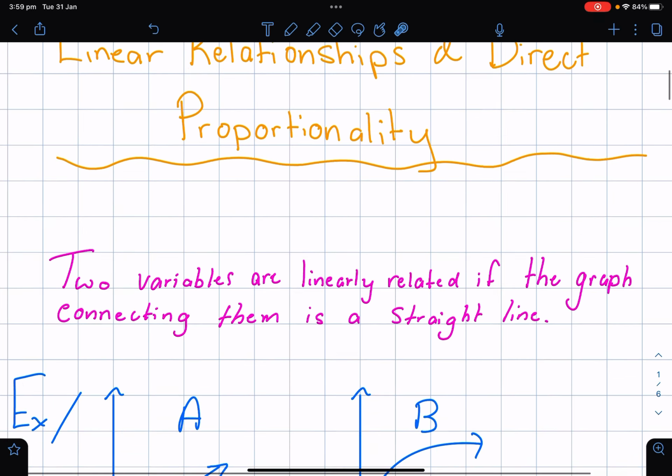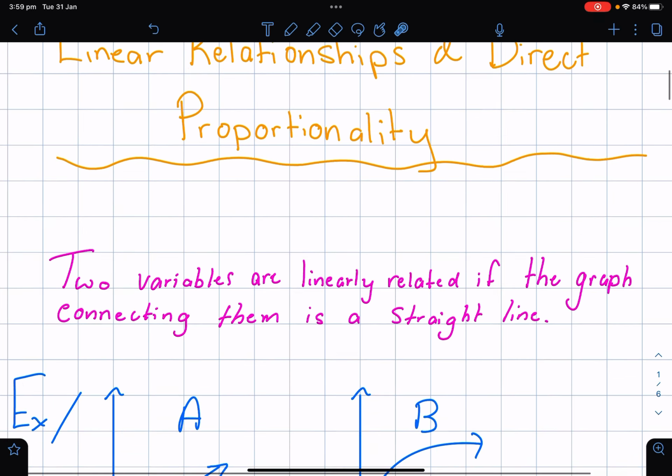Now, from a table, we can see if they are linearly related because each step in each variable is the same. So we're plus 1, plus 1, plus 1. And here we've got plus 5, plus 5, plus 5. So each step that the x variable makes will result in the same happening for the y. So every time we go across one x, we go up 5y.